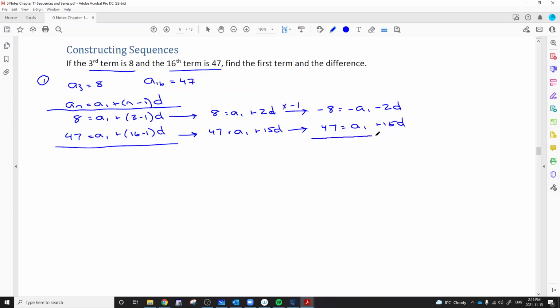Now I'm going to add these two equations. Negative 8 plus 47 is 39. Negative a1 plus a1 is gone. And then negative 2d plus 15d is 13d. So to find the common difference, I can now divide both sides by 13, and I end up with d is equal to 3.